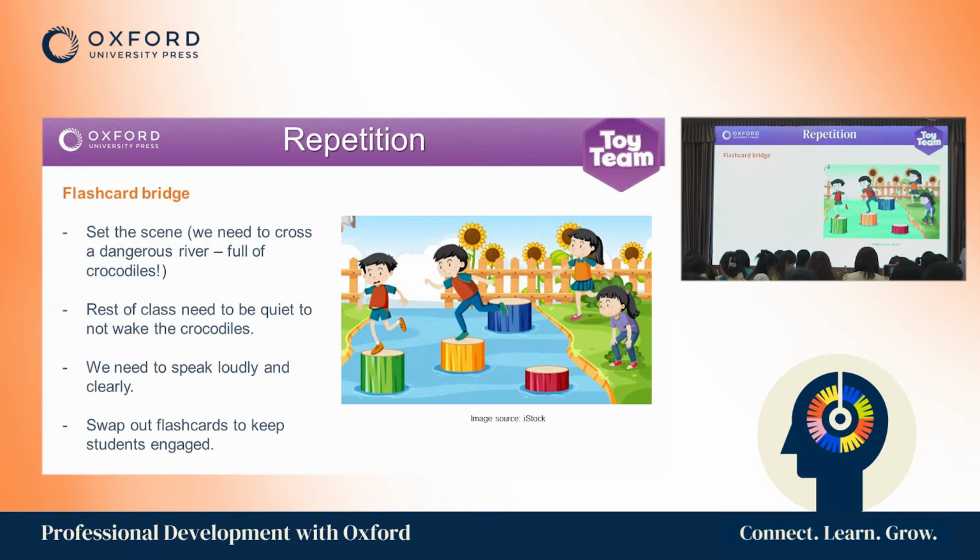So what can we do with this one? I like to play the flashcard bridge activity. And so I tell students that there are crocodiles. We need to watch out. There are crocodiles in the water. And I'll take some flashcards and I put them out on the floor. We have to all repeat together. Chef.